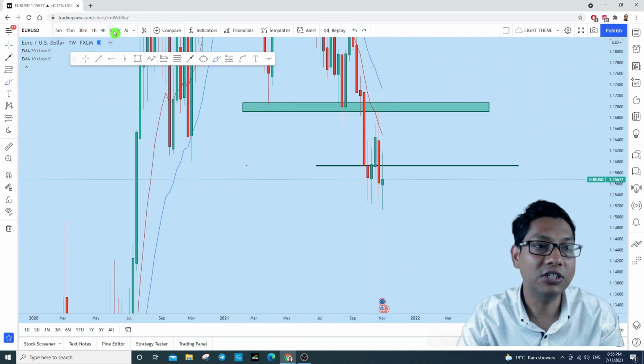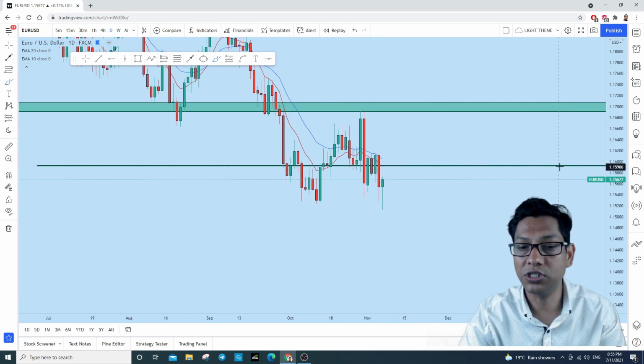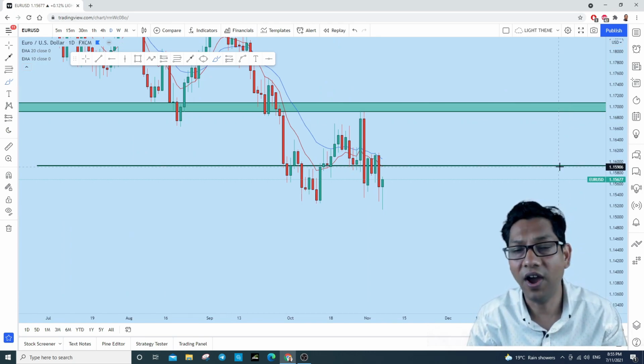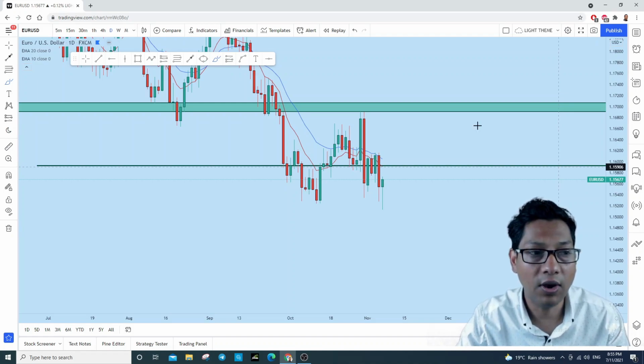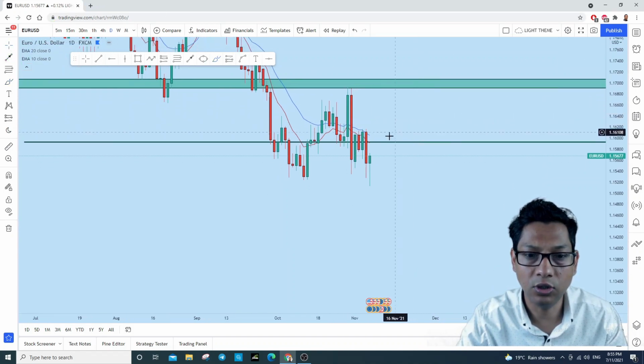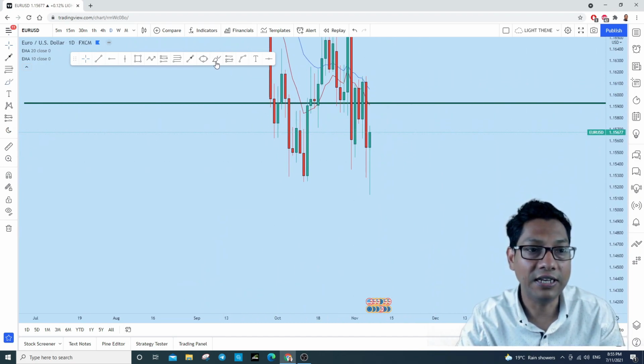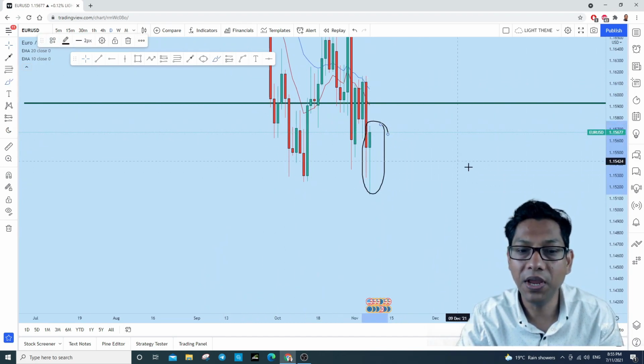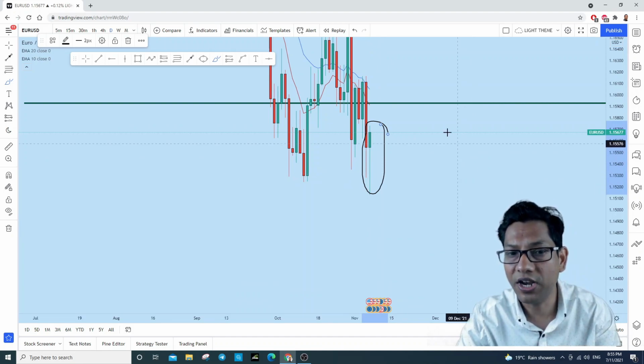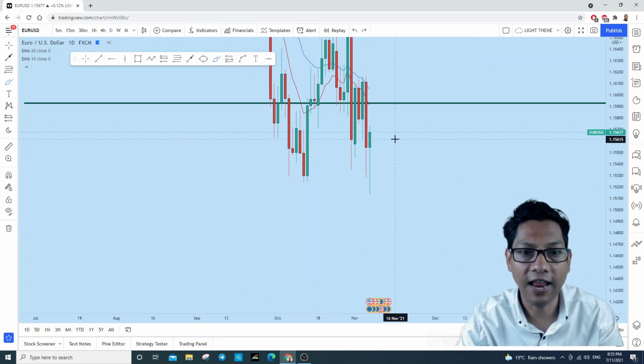Now let's jump on to the daily time frame to see how we can justify this level. As you know, this level that you see is where the weekly closed. After this daily green pin bar on the last day of the trading week, you can expect another push.